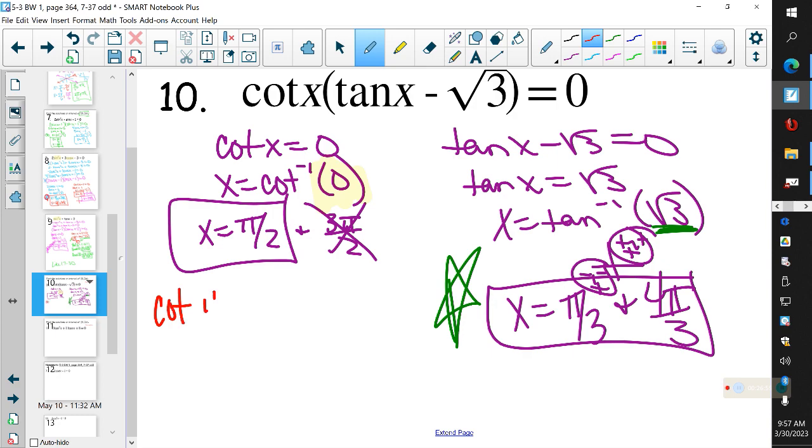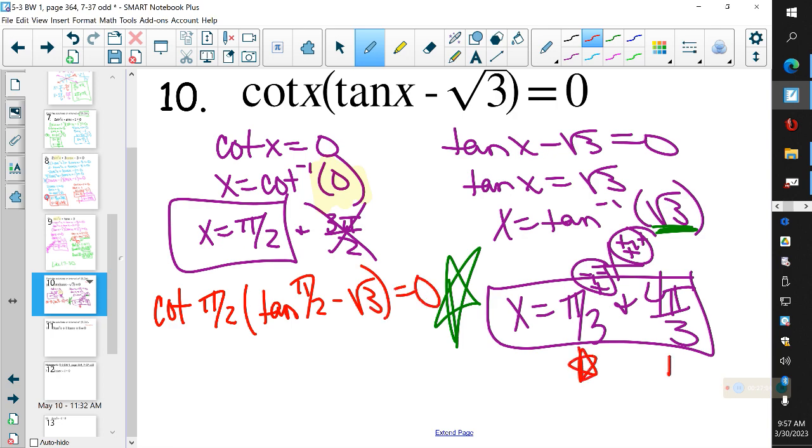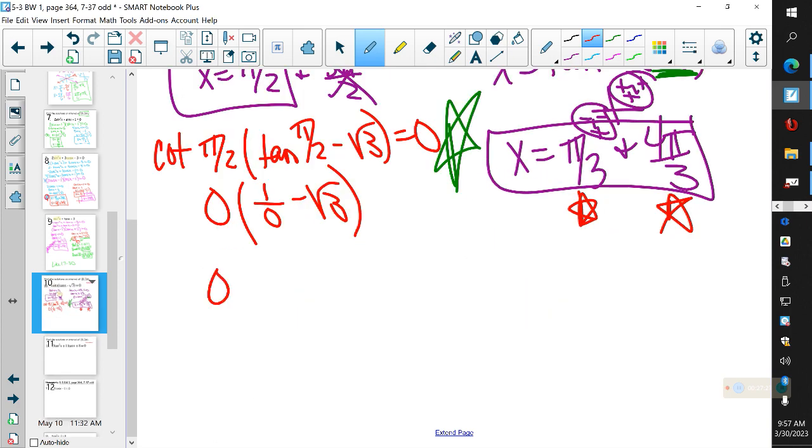So the cotangent at pi over 2 times the tangent at pi over 2 minus the square root of 3 is equal to 0. I don't have to check these answers over here because they are not zeros, but over here they are zeros, so I need to think about this. The cotangent at pi over 2 is going to be my x-coordinate over my y-coordinate, so that's 0 over 1, which is 0. My tangent of pi over 2 is going to be my y-coordinate, which is 1, over my x-coordinate, which is 0. Okay, well, what is 1 divided by 0?